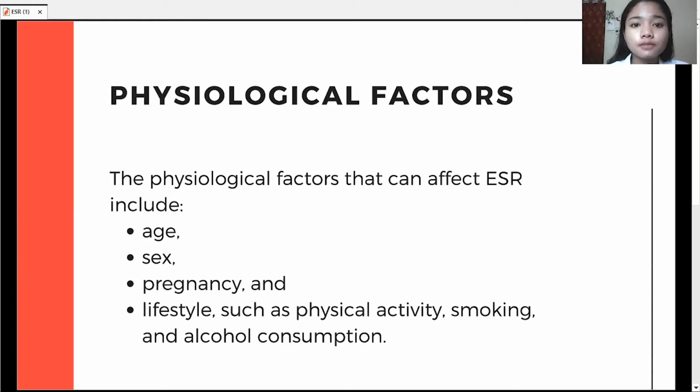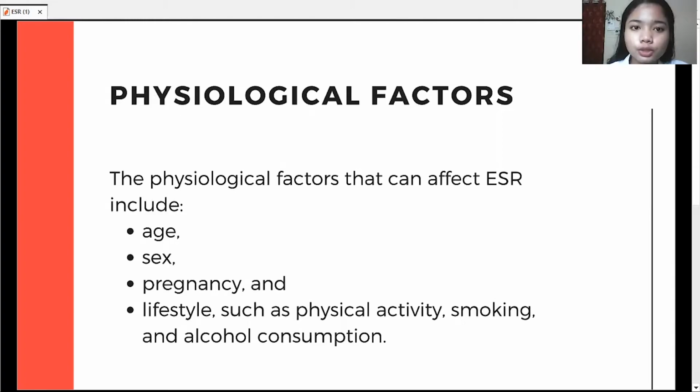I will explain about the physiological and pathological factors that can influence the ESR values. The first one is physiological factors, which include age, sex, pregnancy, and lifestyle such as physical activity, smoking, and alcohol consumption. The ESR is generally higher in females than in males and can elevate progressively with age.